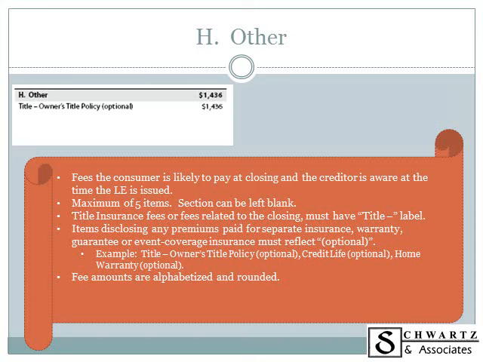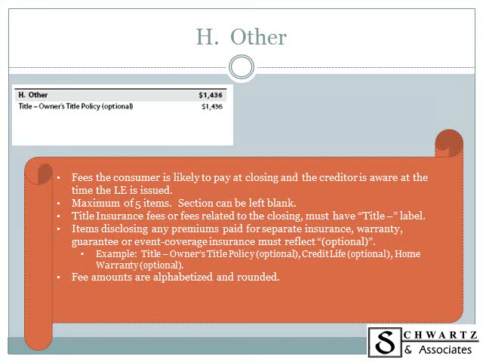Other. This section is an itemization of fees that the consumer is likely to pay at closing and the creditor is aware of at the time the loan estimate is issued. Fees here do not fit into any of the previous categories. A maximum of 5 fees is permitted to be shown here. The entire section can be left blank if there are no other fees being collected. As always, fee amounts are rounded to the nearest whole dollar with the sum of all figures reflected at the top of the section.